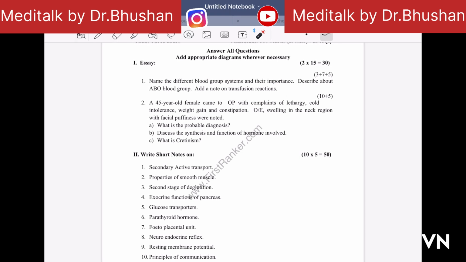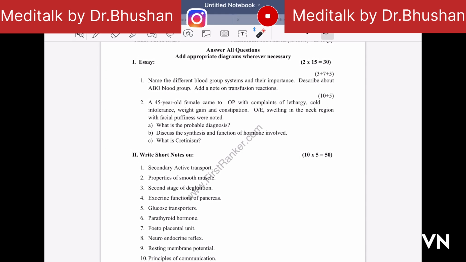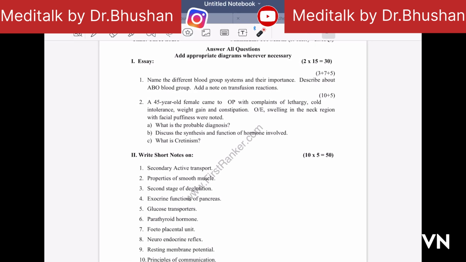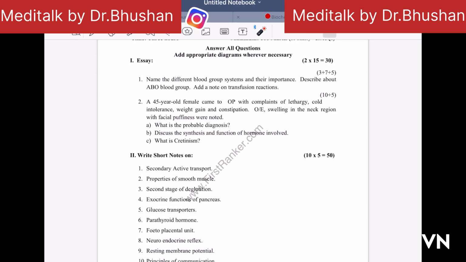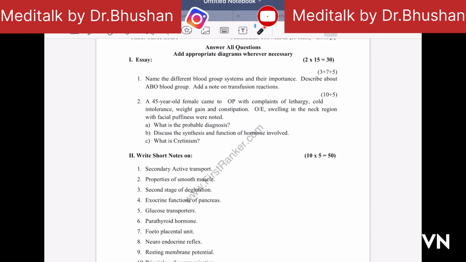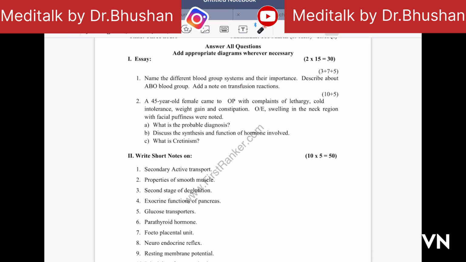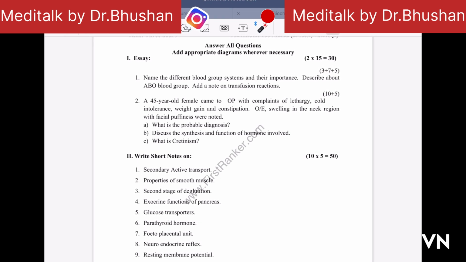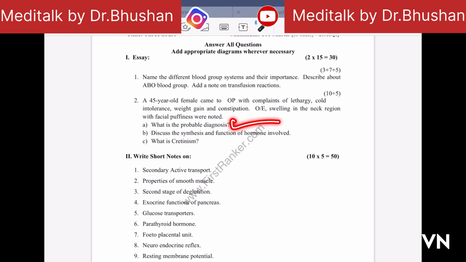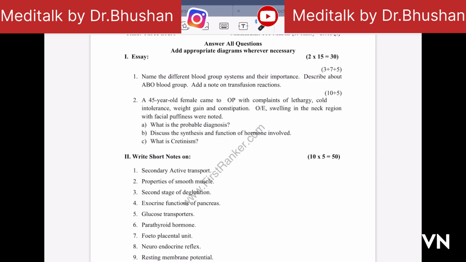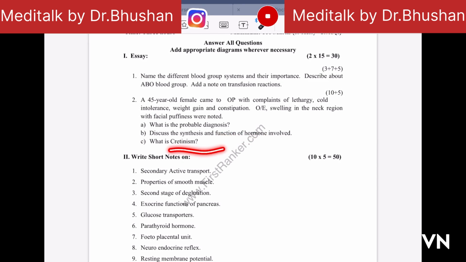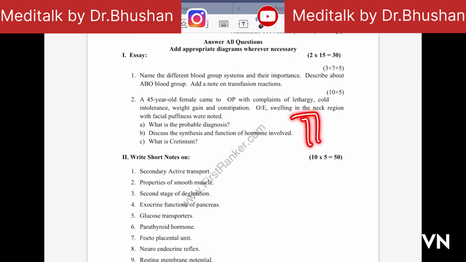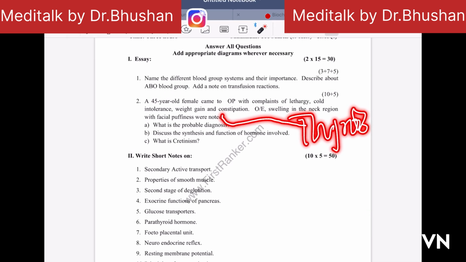A 45-year-old female came to the OPD with complaints of lethargy, cold intolerance, weight gain, constipation. On examination, swelling in the neck region with facial puffiness was noted. What is your probable diagnosis? Discuss the synthesis and function of the hormone involved. You have to write about the thyroid hormone and diagnosis.